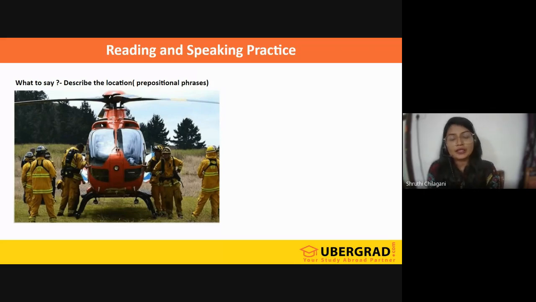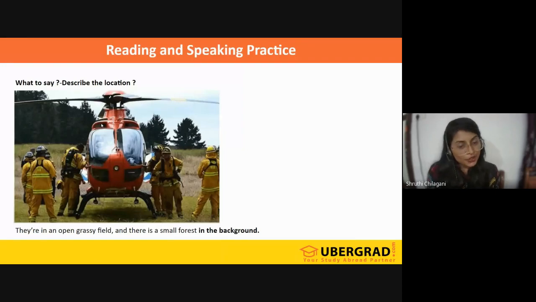So what could be the answer? Let's see. They are in an open grassy field, and there is a small forest in the background. See, in the background here is your prepositional phrase. Using "in the background" is very important for us to use when we are describing a photo. Even if you're writing about the photo, or even if you're talking about the photo, it is very important. Try using prepositional phrases.